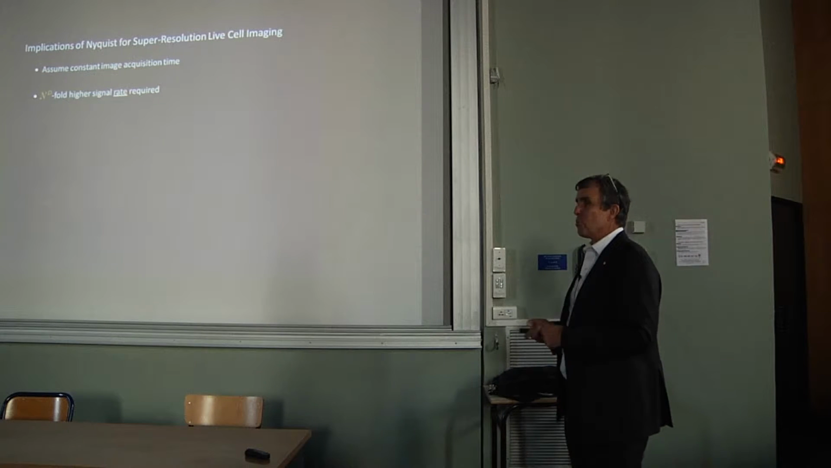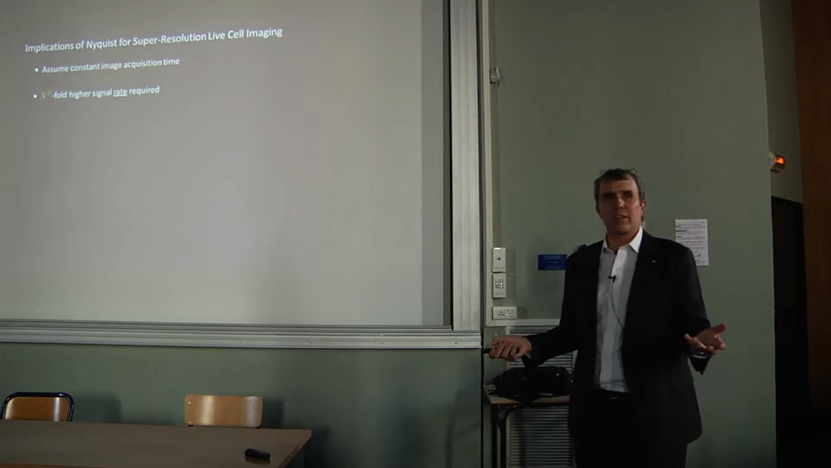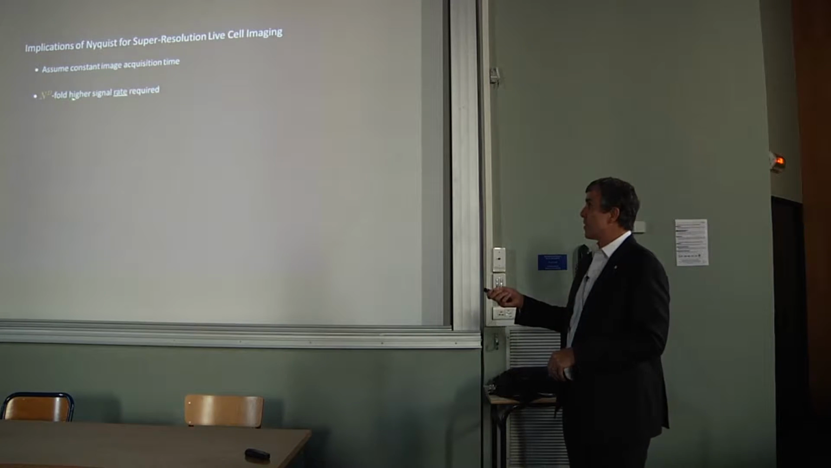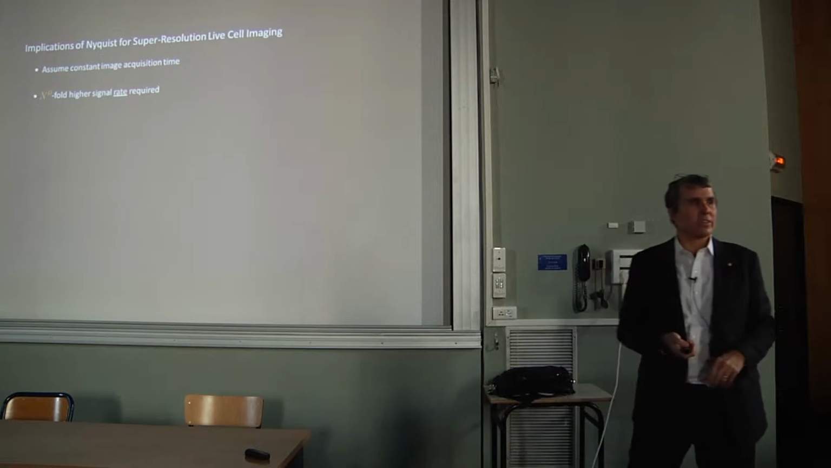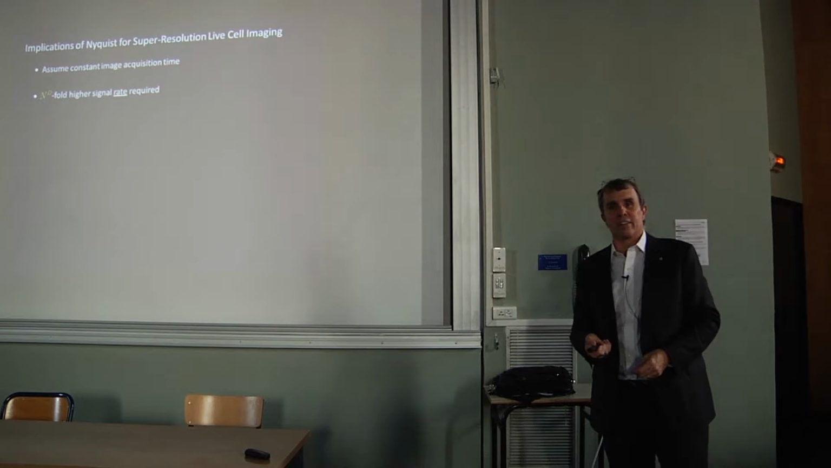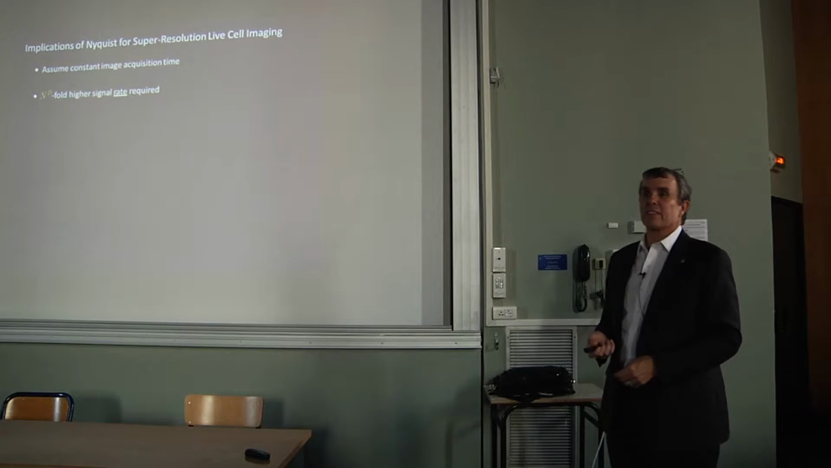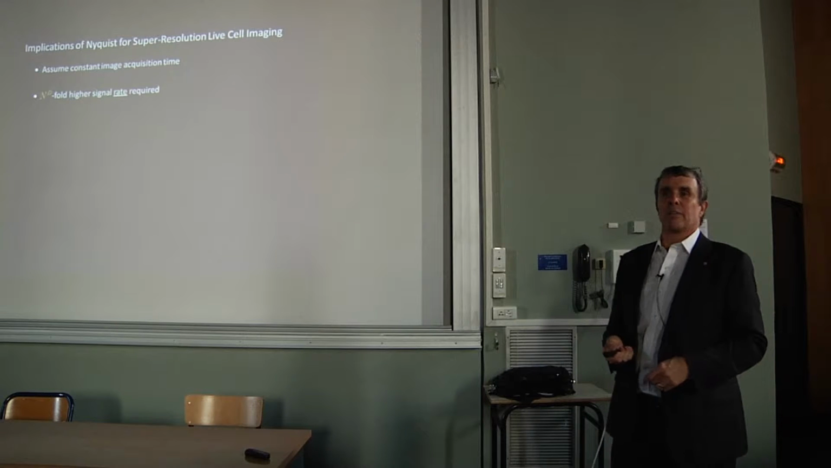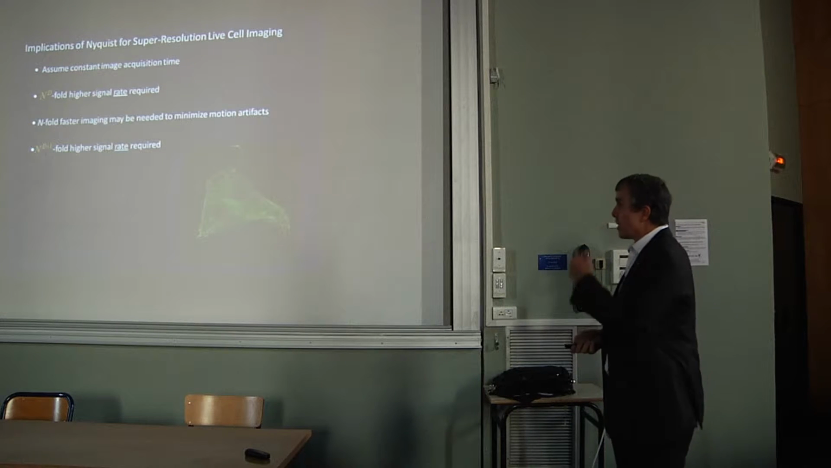Because assume I wanted to get the data at the same rate that I got at the diffraction limit. Then my n to the d more photons means I need a rate of photon emission n to the d higher, which means my photons going in have to be n to the d higher intensity, which is going to start cooking my cell by having too much light on it.